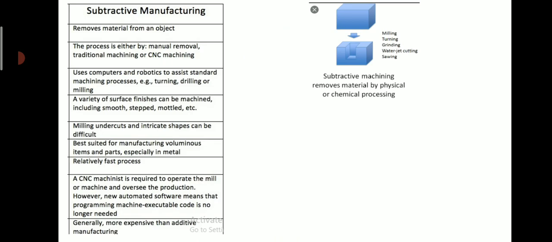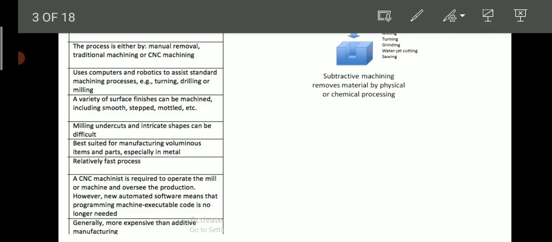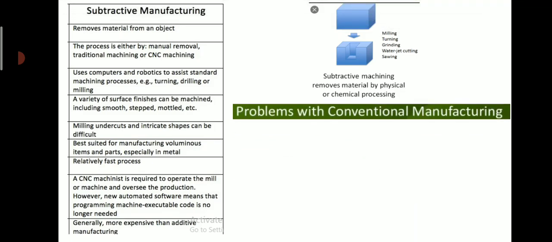In this picture you will see subtractive machining, which removes material by physical or chemical processing. Examples of subtractive manufacturing that you are seeing here are milling, turning, drilling, etc. There are certain problems with this type of manufacturing. Let us see what the problems are with conventional or subtractive manufacturing.